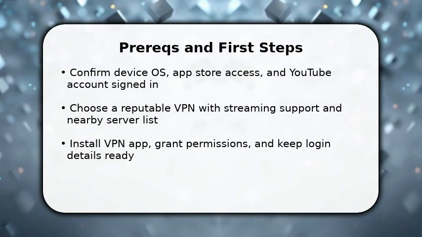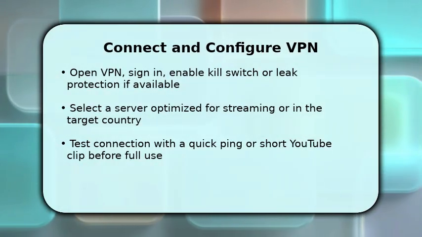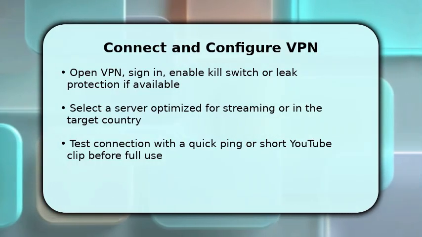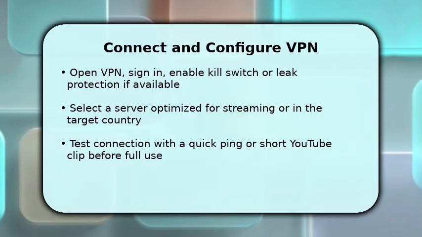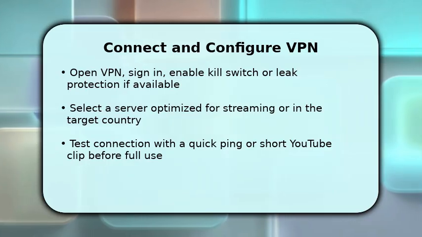Sign into the VPN app, then enable protections like kill switch and DNS/IP leak prevention so your YouTube traffic stays private. Next, choose a server optimized for streaming or in the country whose content you need. Closer servers usually mean lower latency.